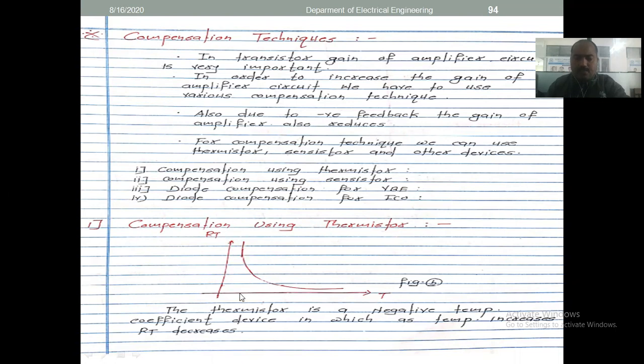Initially there is less temperature. Less temperature indicates that there is more resistance of your thermistor. As we increase the temperature of the device more, whatever the resistance coming across your device, that reduces. Means thermistor is the device whose resistance is inversely proportional to the temperature, right?